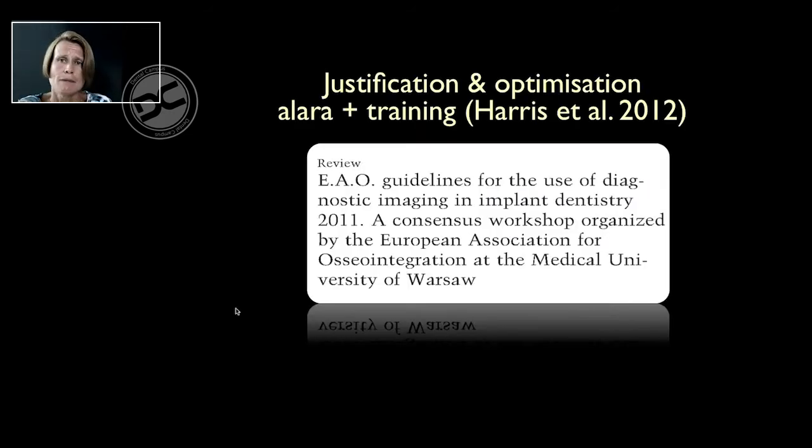In this document by the EAO, we focus on the justification, and after you have decided that the CBCT is justified, we focus on the optimization, and the optimization is actually finding the proper balance between, on the one hand, radiation, and on the other hand, the needed image quality. And this is usually expressed as the ALARA principle, as low as reasonably achievable. But more than that, the document also focuses on the necessary training. One cannot use a cone beam CT or diagnose a cone beam CT or plan on a cone beam CT if not having obtained the proper training.